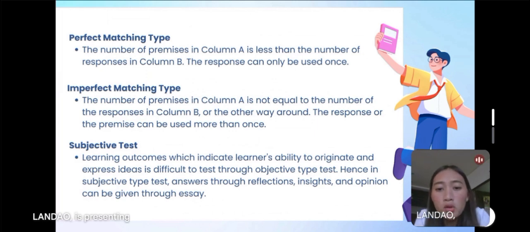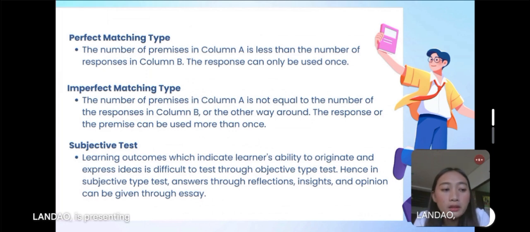Okay, so next is the imperfect type test. The number of premises in column A is not equal to the number of responses in column B, or the other way around. The response or the premise can be used more than once.